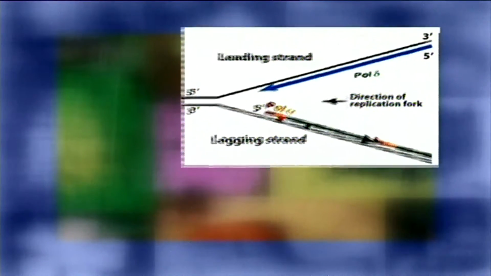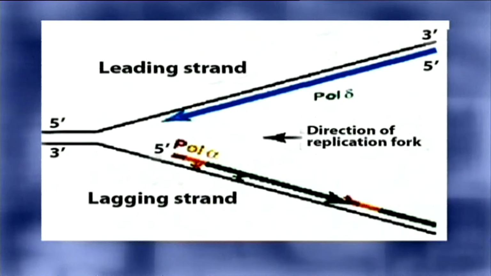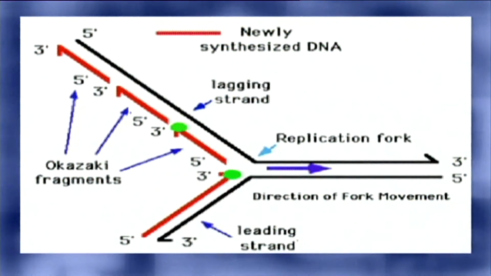The synthesis at a replication fork is continuous in the direction of fork movement for one strand, but discontinuous in the opposite direction for the other strand, resulting in the formation of a leading and lagging strands respectively. A leading DNA strand is the one where the replication fork moves along it in the 3' to 5' direction and to which nucleotides can be added continuously as it is growing in the 5' to 3' direction.